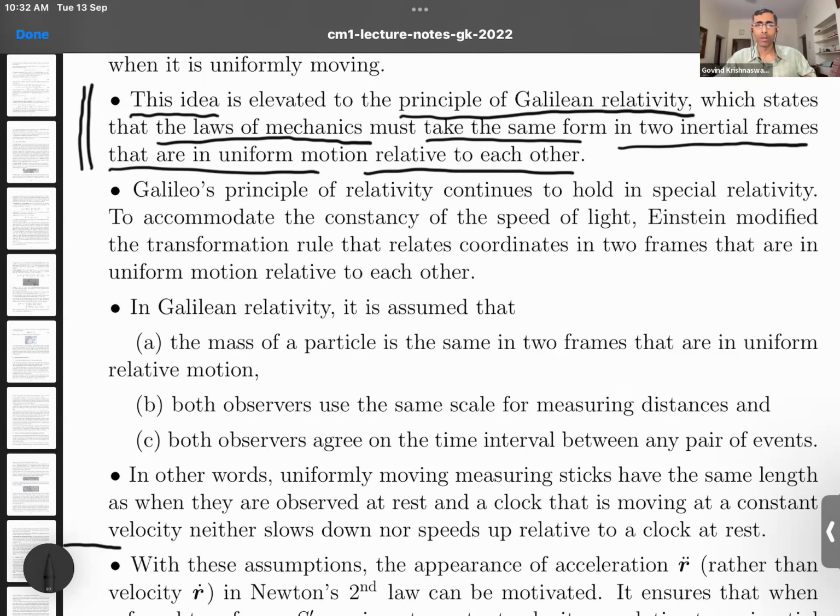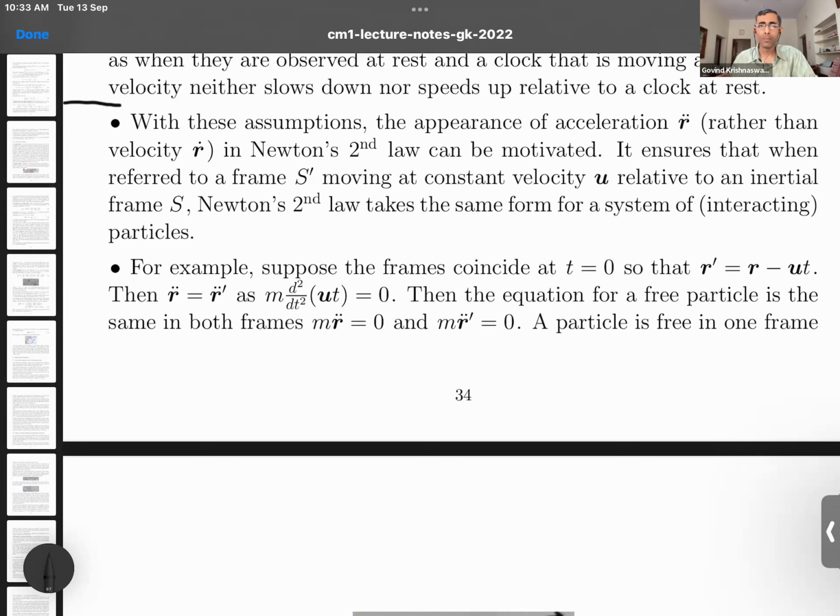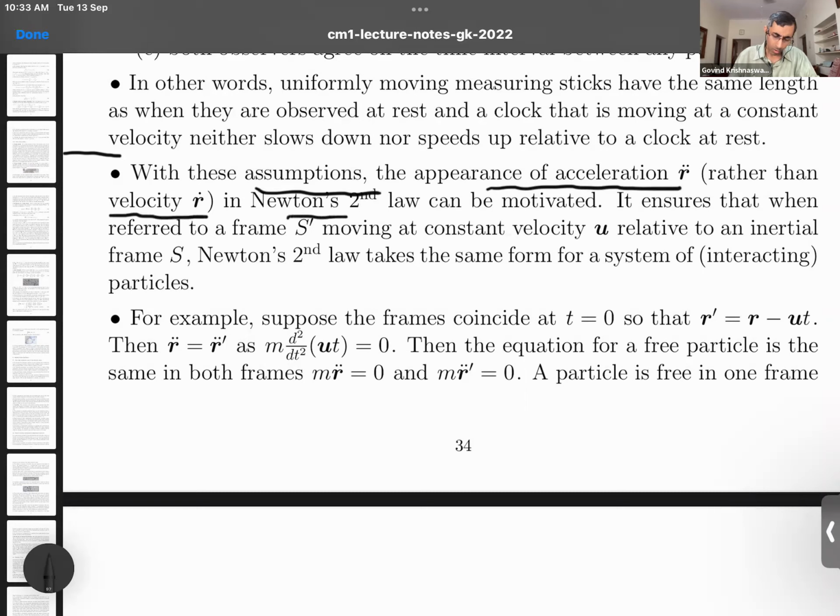All right. If not, let me now connect Galilean principle of relativity to Newton's second law. So that is our next business. One second. Yeah. So with these assumptions, and the assumptions are the things I mentioned last time about the length scales being the same for both observers and intervals between two events being the same. Yeah, masses being the same of particles.